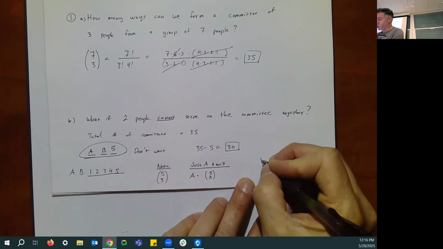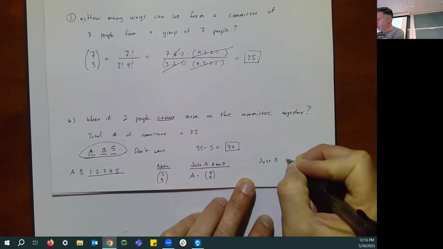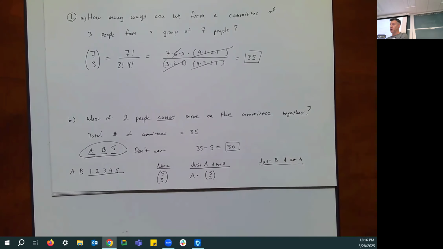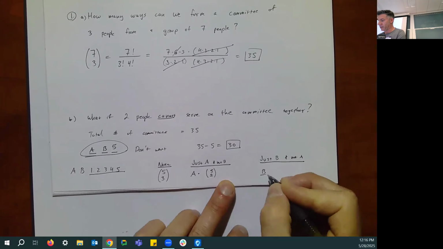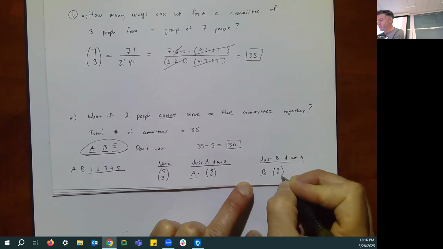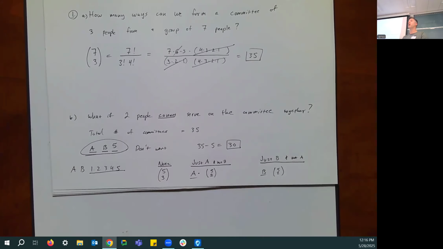Or we could have just B and not A. And that's going to be the same result. You're going to have B in one of those spots, and then the other two spots, there's 5 choose 2 ways of picking them. And it's important here to be able to convince yourself that none of these overlap. That the way we've described each of these things, you couldn't have the same thing here and there.